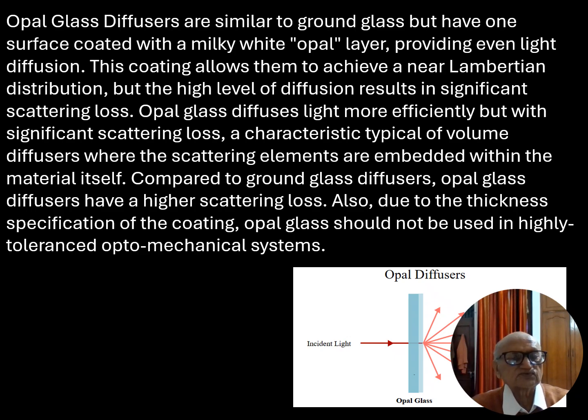Friends, opal glass diffusers are similar to ground glass but have one surface coated with a milky white opal layer, providing even light diffusion. This coating allows them to achieve a near Lambert distribution. Now, Lambert distribution is taught in illumination. We'll take it up there. But the high level of diffusion results in significant scattering loss. This is the deficiency of this system.